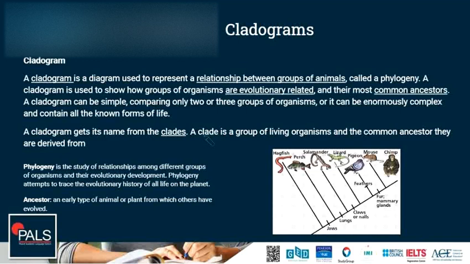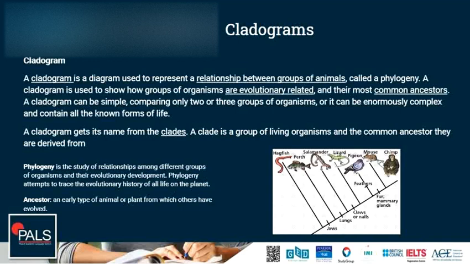So there is another video that investigates evolution and evidence for evolution and common ancestry. So if you want to know more about common ancestors and what this exactly means, have a look at that lesson. Down here, a quick explanation of what an ancestor is. An ancestor is an early type of animal or plant from which others have evolved.